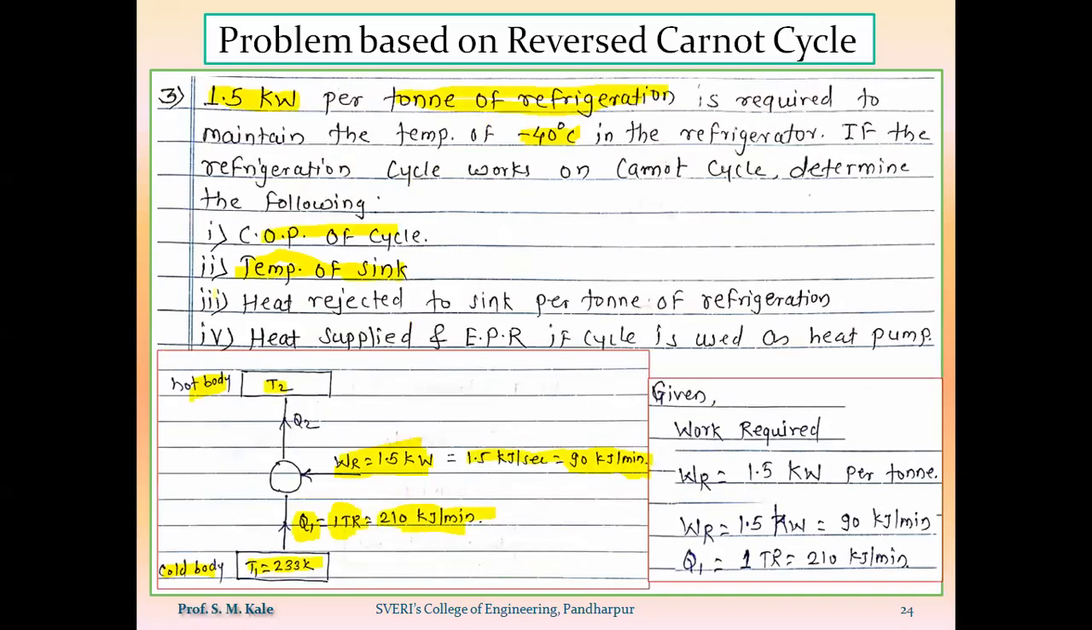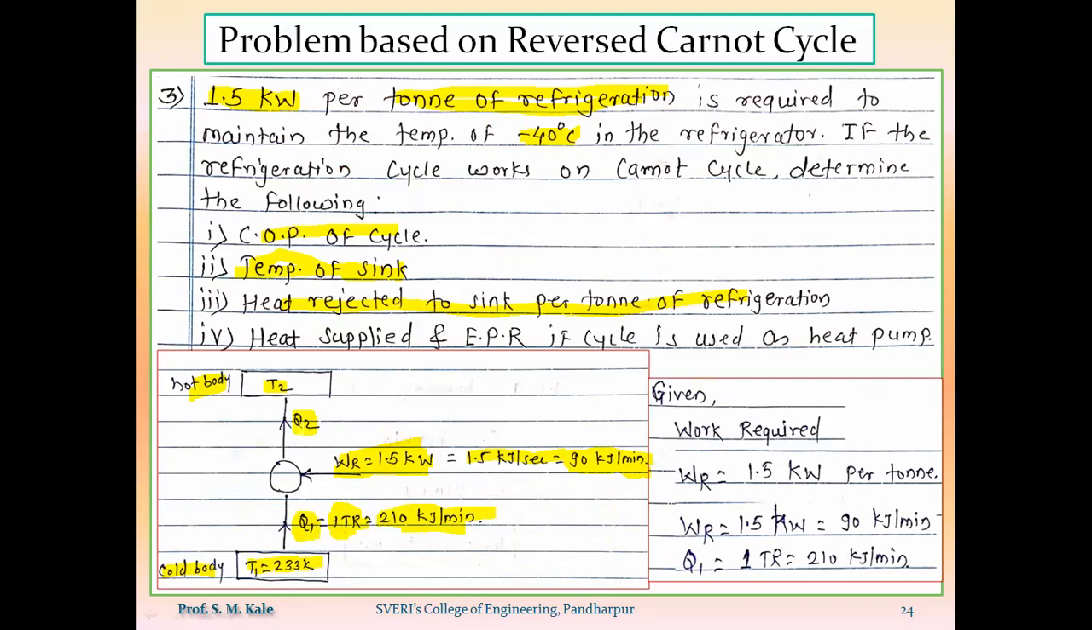Sorry, two more questions are there. Third thing, I have to calculate the heat rejected to the sink per ton of refrigeration. What is the meaning of this sentence? Heat rejected to the sink per ton of refrigeration. That means when the value of Q1 is equal to 210 kilojoule per minute, then I have to calculate the value of Q2. So to calculate the value of Q2, what is the formula?